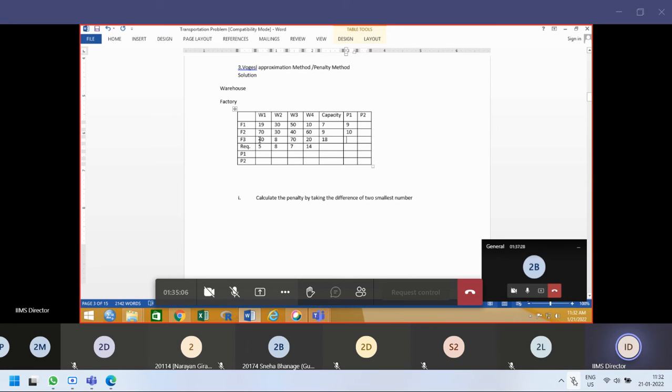What is the first smallest? 8. What is the second smallest? 20. The difference is how much? 12. Right now, column wise, what is the first smallest?